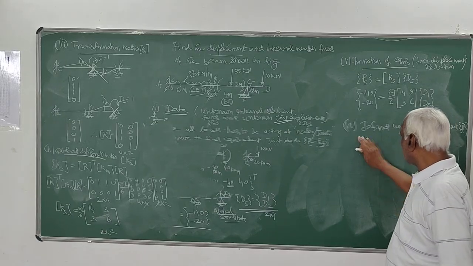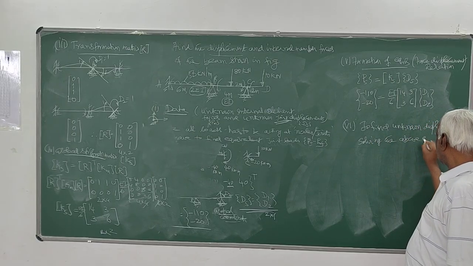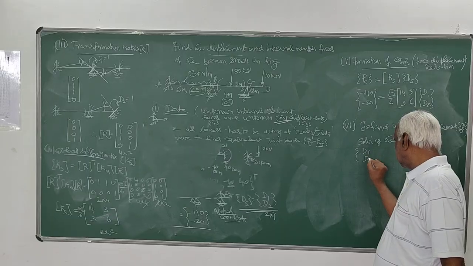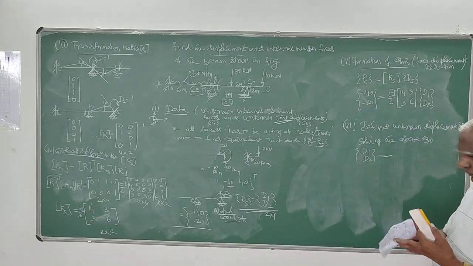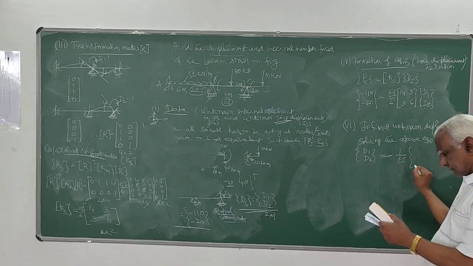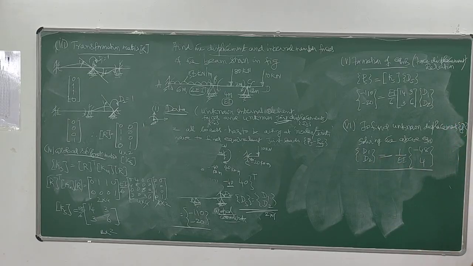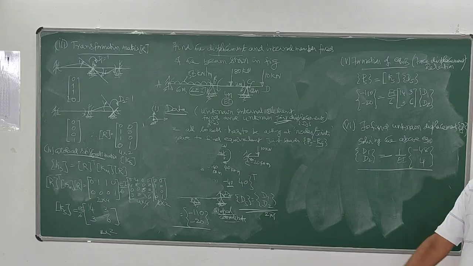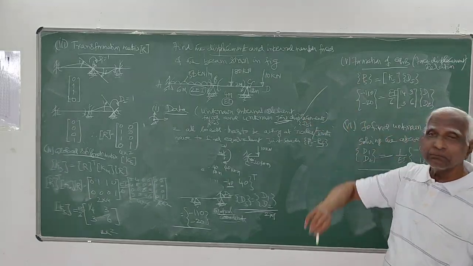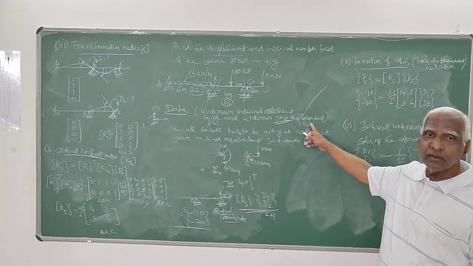So solving the above equations, either by inversion or by solution, you will get d1 d2 is equal to 1 by EI into minus 48 and 4. That means d1 is minus 48 by EI, d2 is 4 by EI. That's all. These are the unknown joint displacements, our second aim of the problem, and finding the unknown displacement.